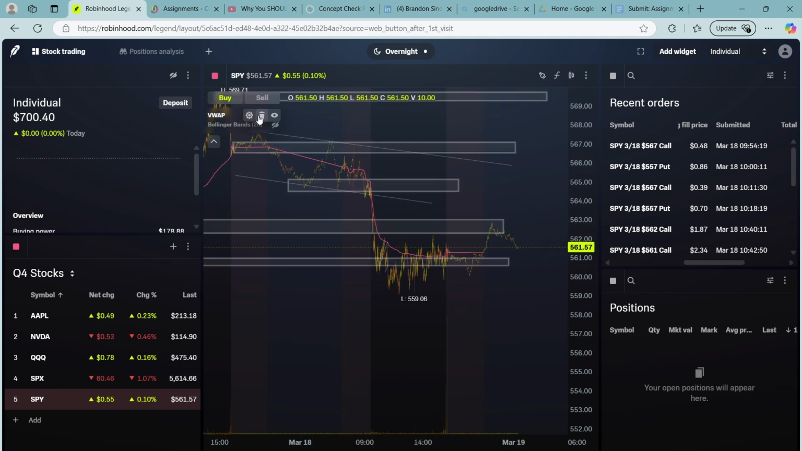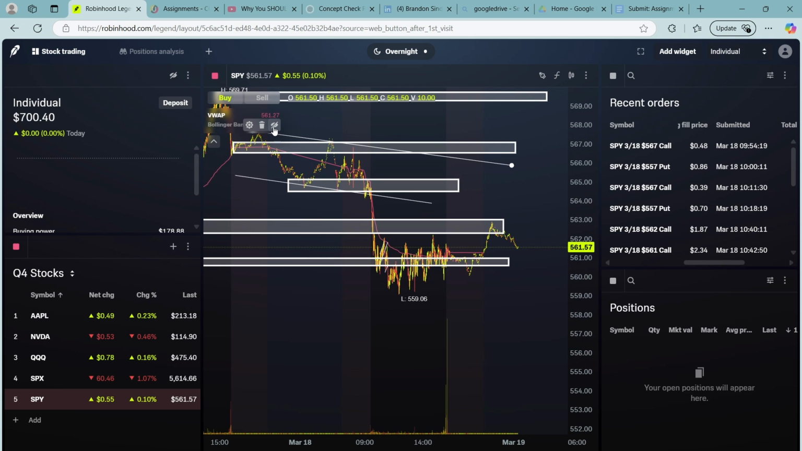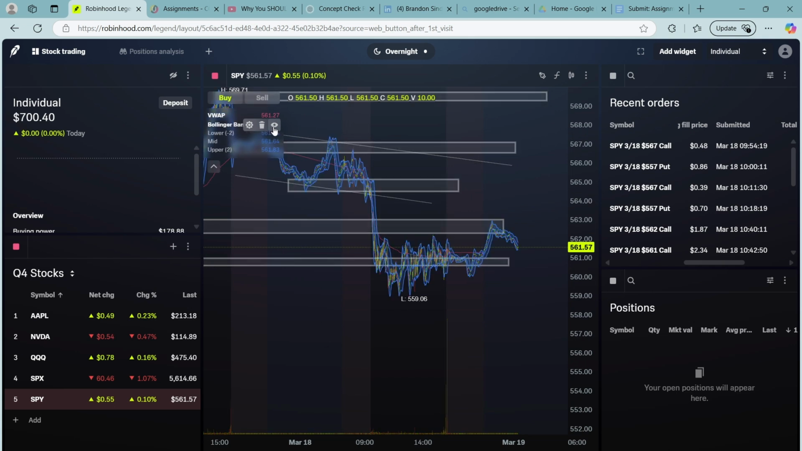I have a VWAP on here, and I have these Bollinger bands. I was kind of suggested to use this, so I'm testing it out. I don't know how I like it yet. A lot of the indicators I use on all of my other charts, I'm also testing out. So yeah, if it looks messy or disorganized, that's why. I'm still figuring out what I like and what I'm using, but yeah, let's go on to my other charts then.